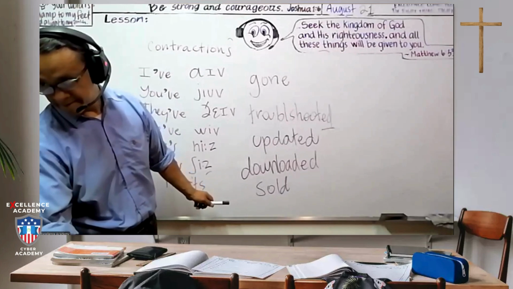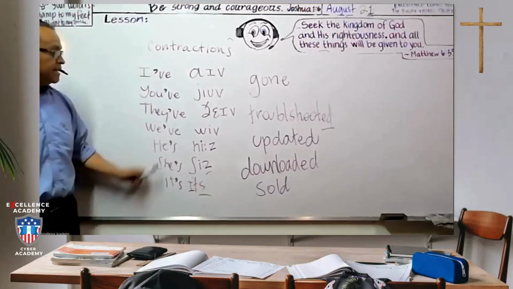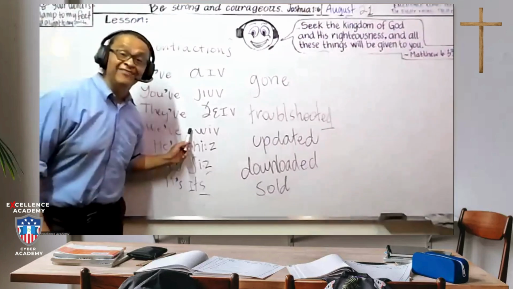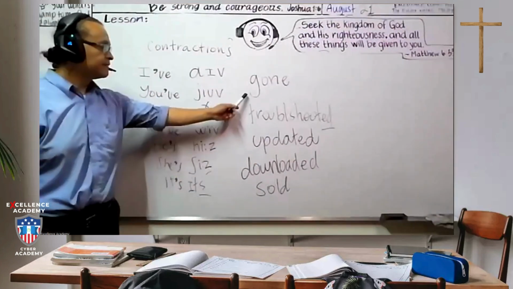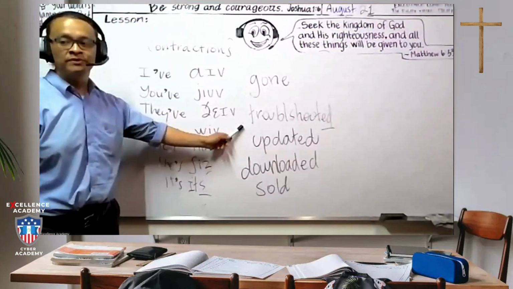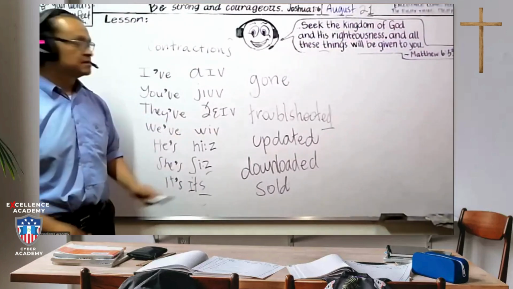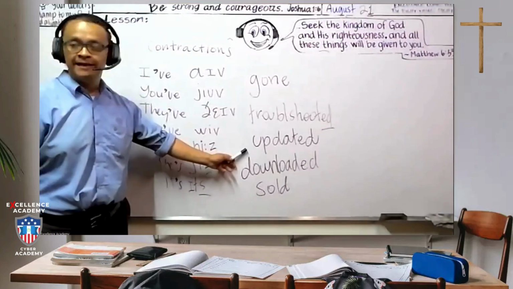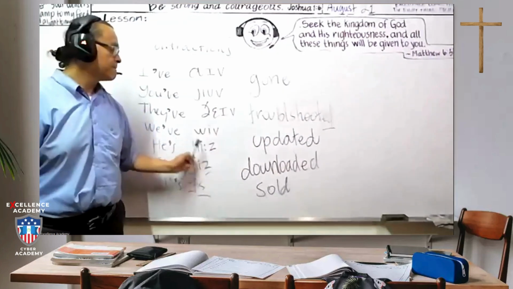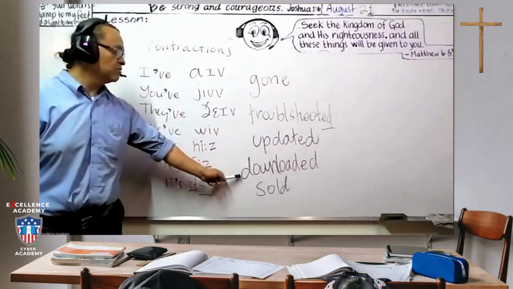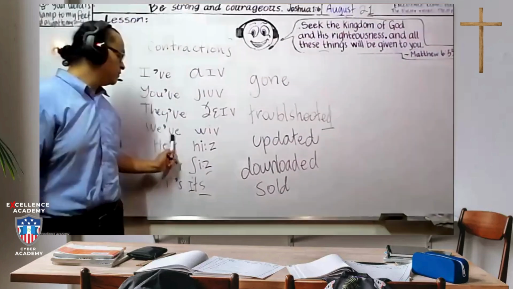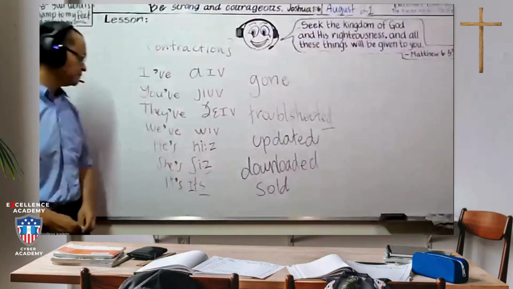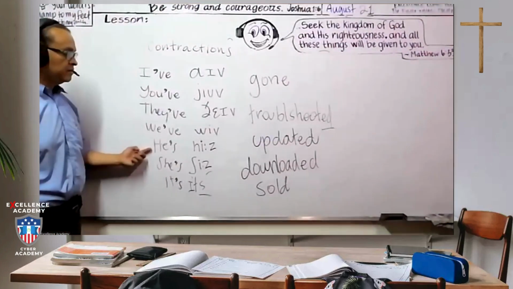Good. Now I want you to practice with we've. Let's say we've gone. We've troubleshooted. We've updated. We've downloaded. Good. We've sold. Okay, we got 3 more.